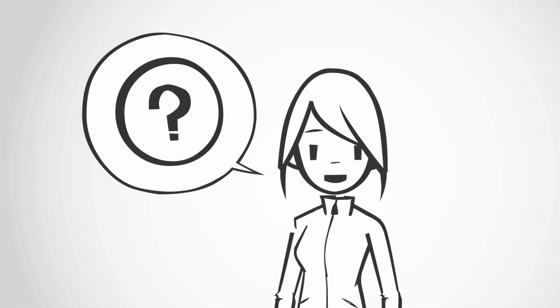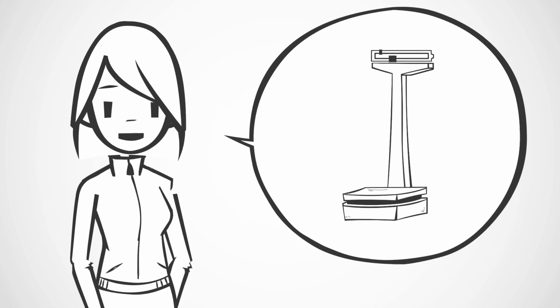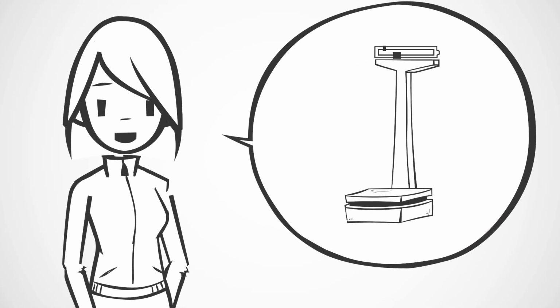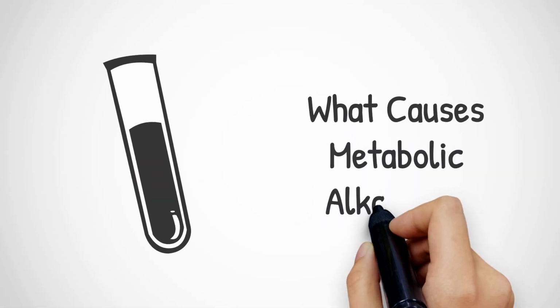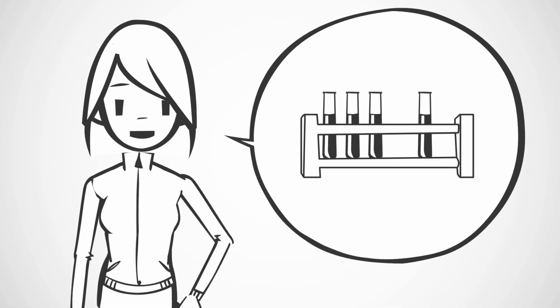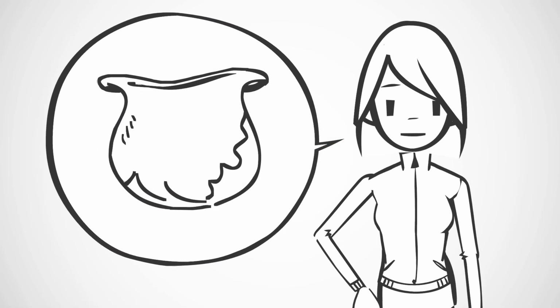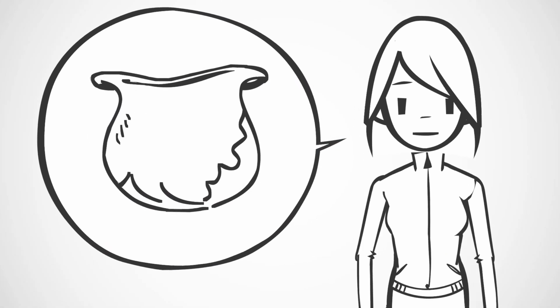Have you ever heard of metabolic alkalosis? It's a condition where your blood pH level becomes too high, making it more alkaline. This condition occurs primarily due to an increase in bicarbonate in the body. Common causes include excessive vomiting or loss of hydrogen ions.